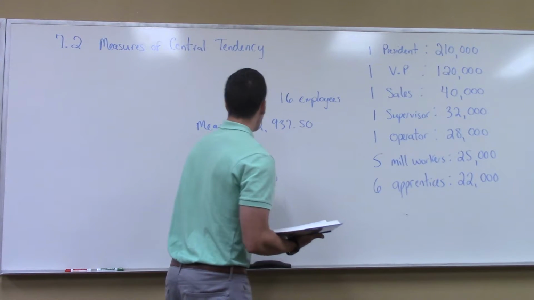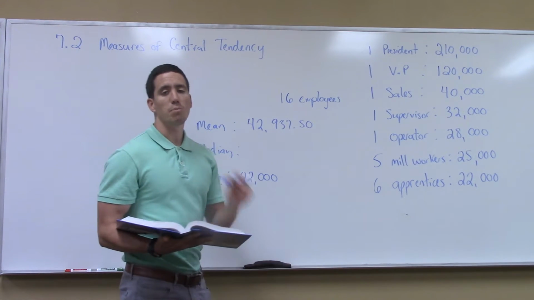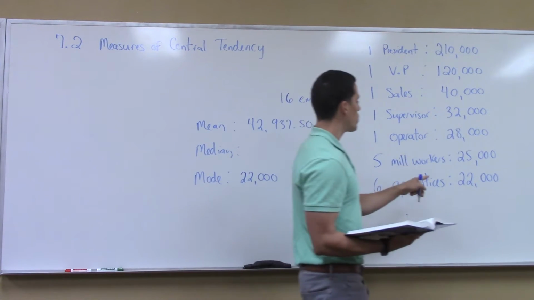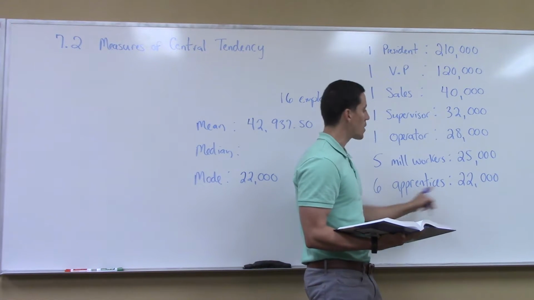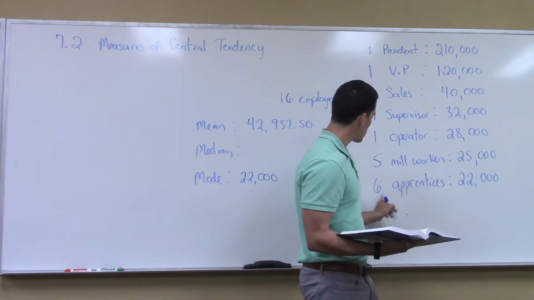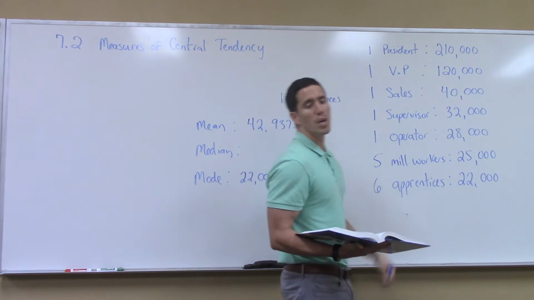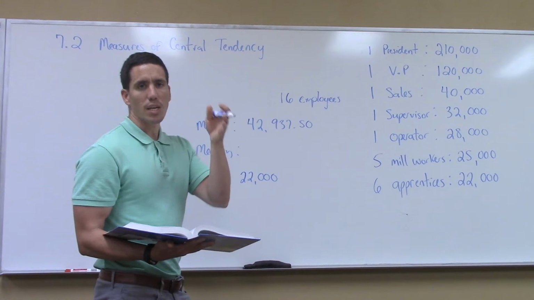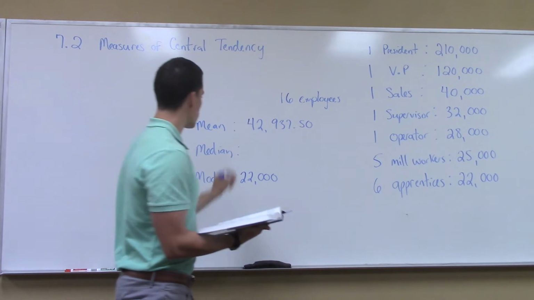In order to find the median, I would have to line all of these up from smallest to largest, and it's important to note that when I'm doing that, you need to list 22,000 6 times. You can't just list this once, because there's 6 of these, and there's 5 of these, and then there is just 1 of each of those. But if you went through that process, identified the middle number, you would find that the median is actually 25,000.